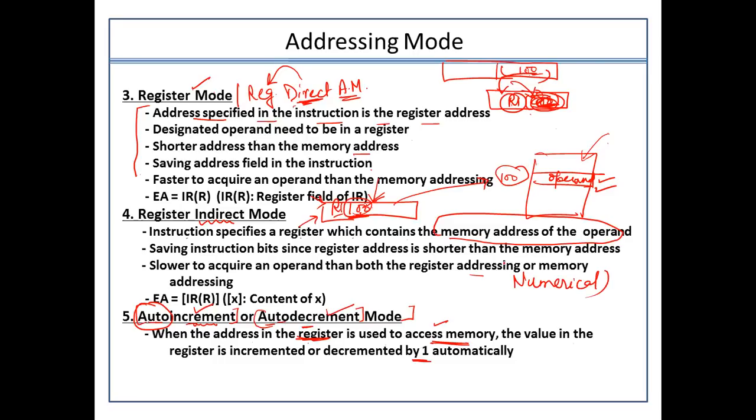Once I clarify the general description of all these addressing modes, then we will work upon one numerical, so that you have a better idea about how I am able to increment the value of the register by 1, or how I am decrementing the value of the register by 1, because there is a mechanism being used to perform these operations. I cannot directly apply these operations on these registers.